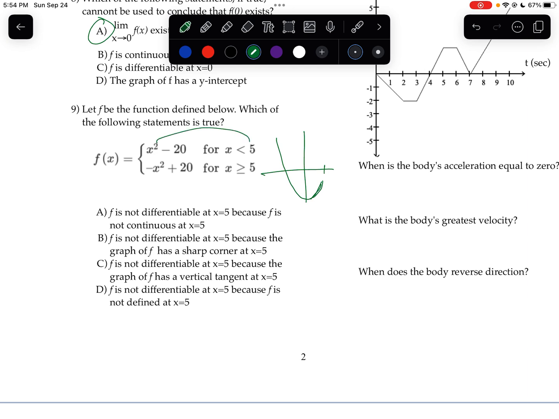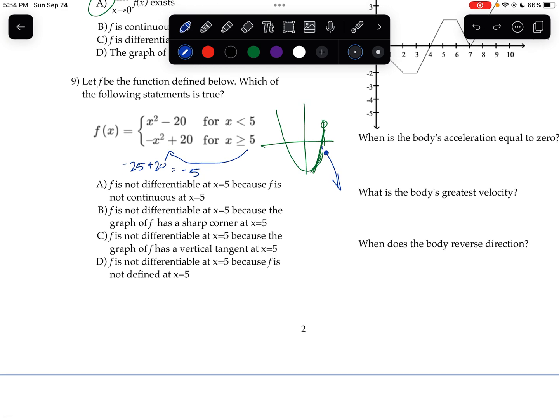If you plug 5 in, you would get 25 minus 20, so you'd get 5. So that would have to go up to here, open circle. And then for this function right here, that would look like an upside down parabola. If you plug 5 in right there, you get negative 25 plus 20, which would be negative 5. So it would look like this right here, but at negative 5, open circle, this is where it'd pick up. So it would look something like this right here, but we don't need that part.